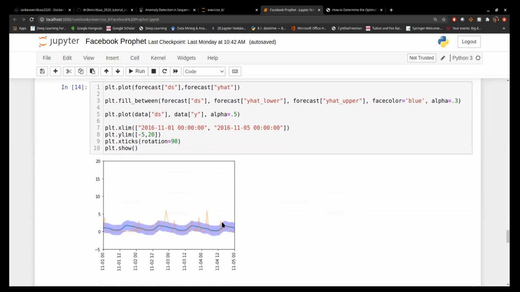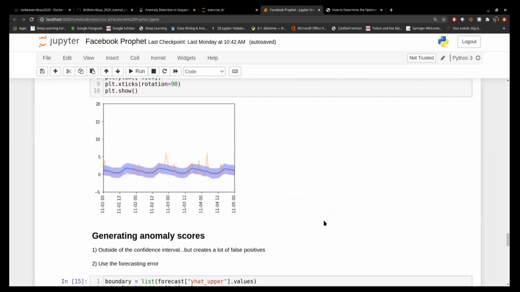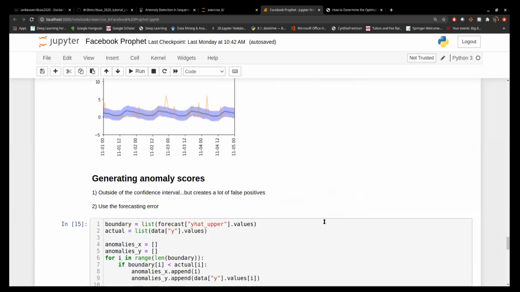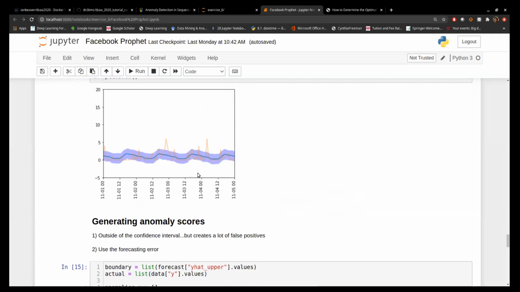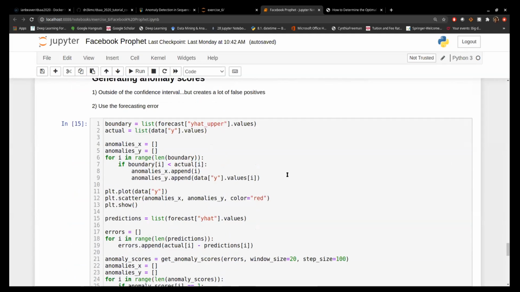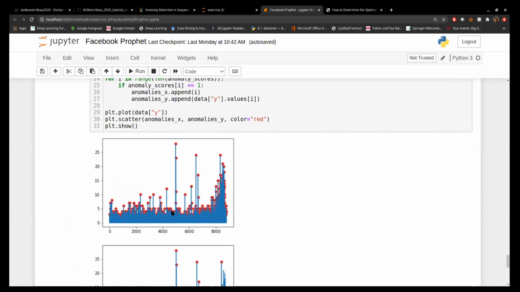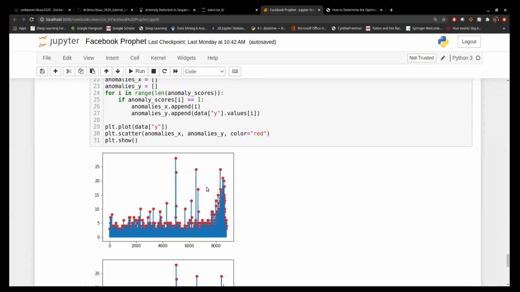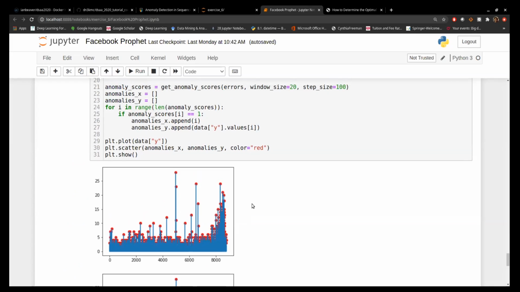So given this forecasting model, how do we generate anomaly scores? Well, similar to SARIMA, we could look at the confidence interval and say, if a data point is outside of that, we have an anomaly. But if we do this, as it turns out, there's probably going to be a lot of false positives. Here in this picture, I'm using that first method of, is it outside of the confidence interval? And man, that's just a lot of points. It could also be because we're not fitting it super well.